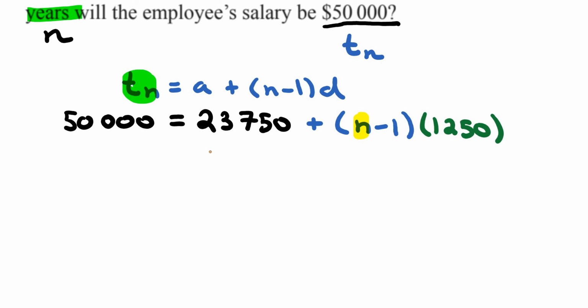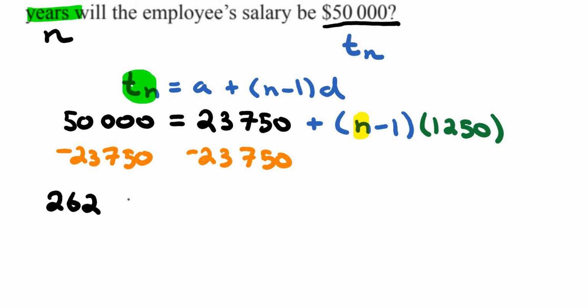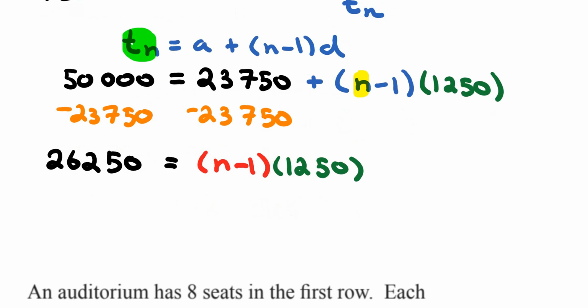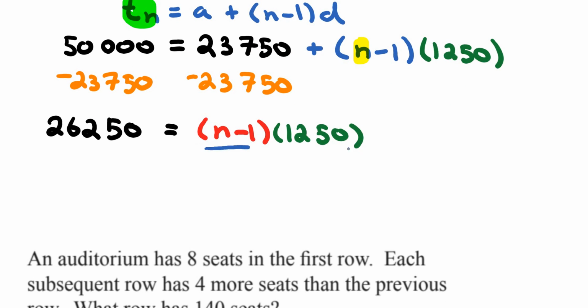Okay, so let's go ahead and subtract the 23,750 from both sides. And for sure, definitely use a calculator here. I think for these word problems, having a calculator is totally appropriate. And if I use my calculator there, I get 26,250. And then over here on the right-hand side, I get n minus 1, and then multiply that by 1250. All right. And now in order for me to get rid of the 1250, I would divide both sides by 1250.